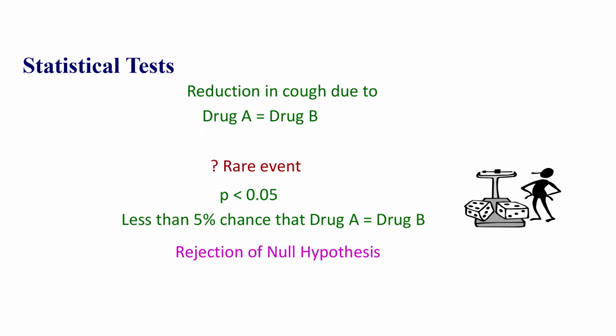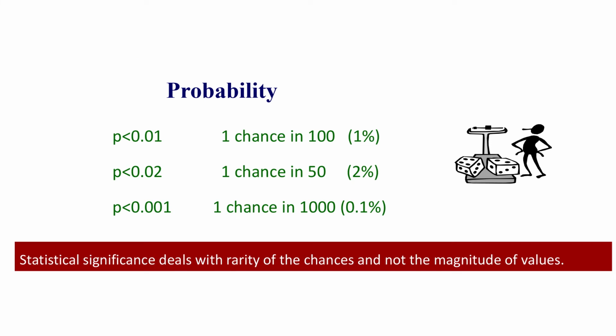So what I was telling you, that rare means significant and not rare is not significant, must be clear now. If the p-value is less than 0.05, the chance of these two drugs being equal is less than 5%. That is the implication which we have to keep in mind, and in this case we will reject the null hypothesis. So if the probability is p less than 0.01, you will say that there is a 1 chance in 100, p less than 0.02, 1 chance in 50. It is very clear, it is simple mathematics. So that is statistical significance, which we have to keep in mind.